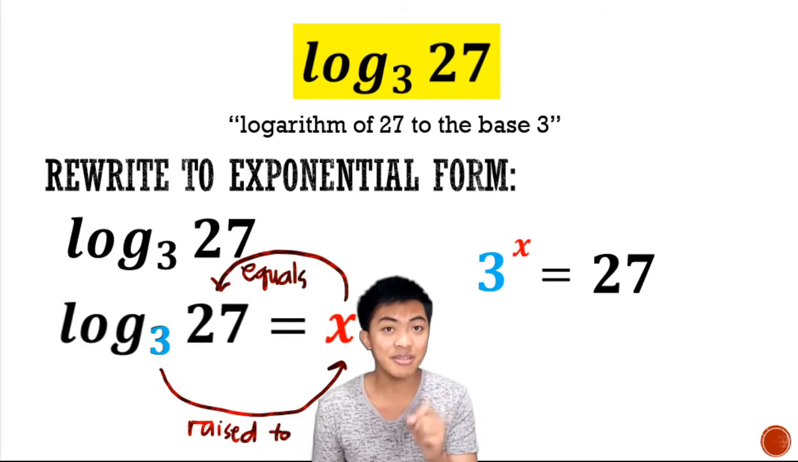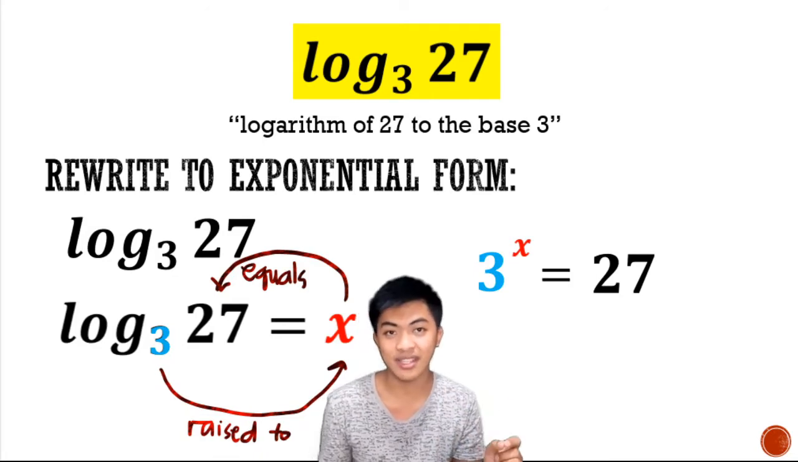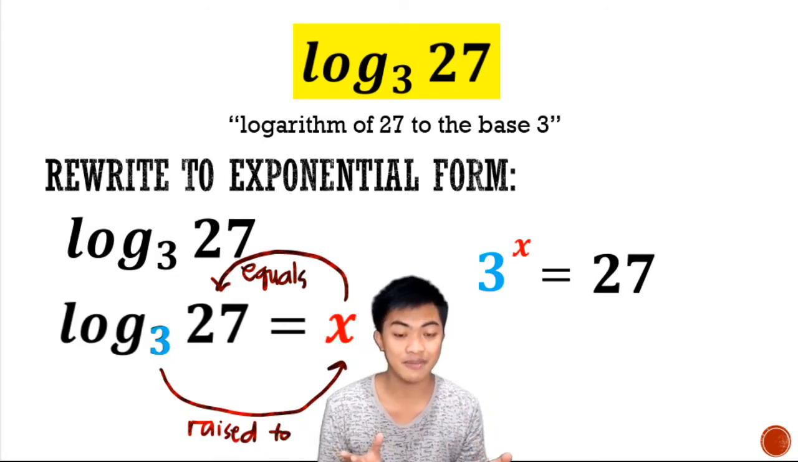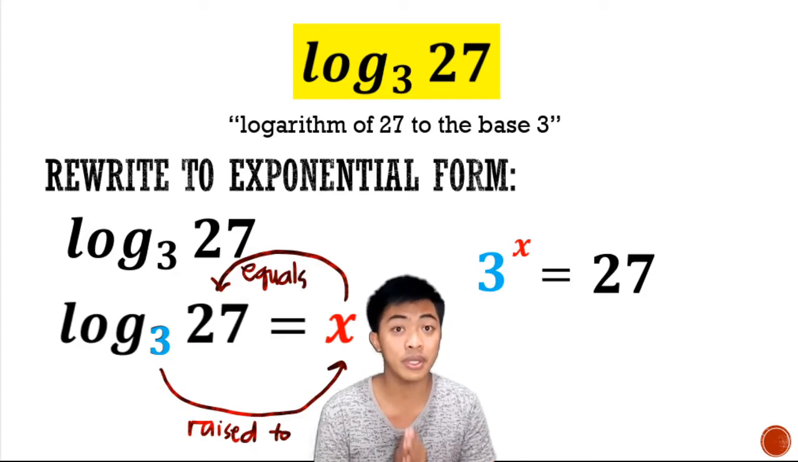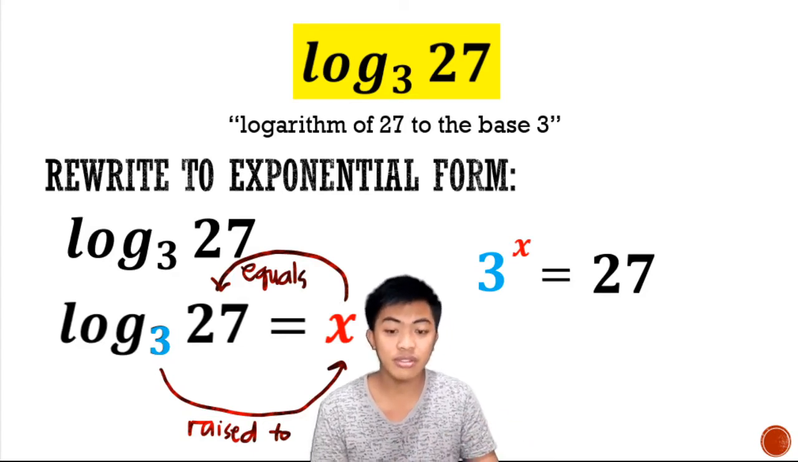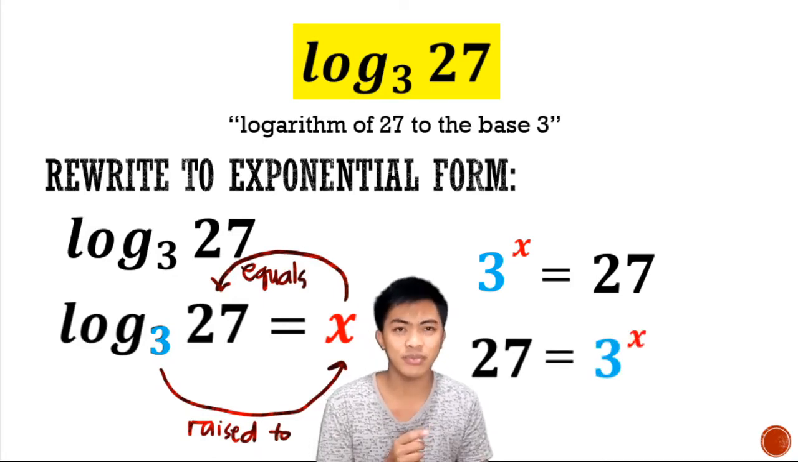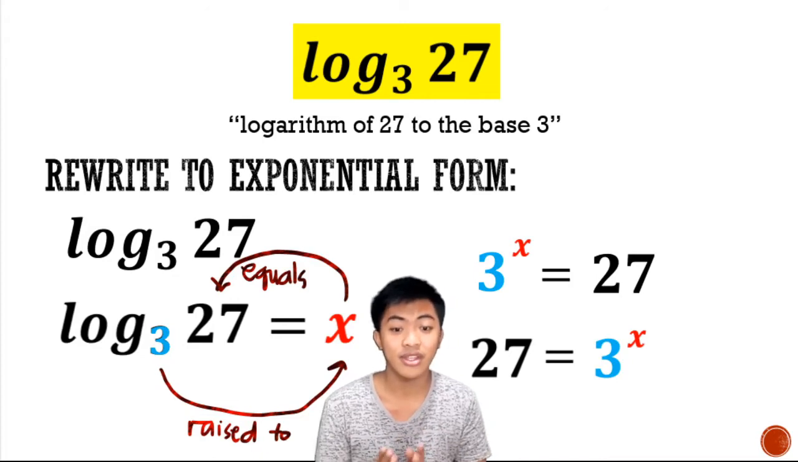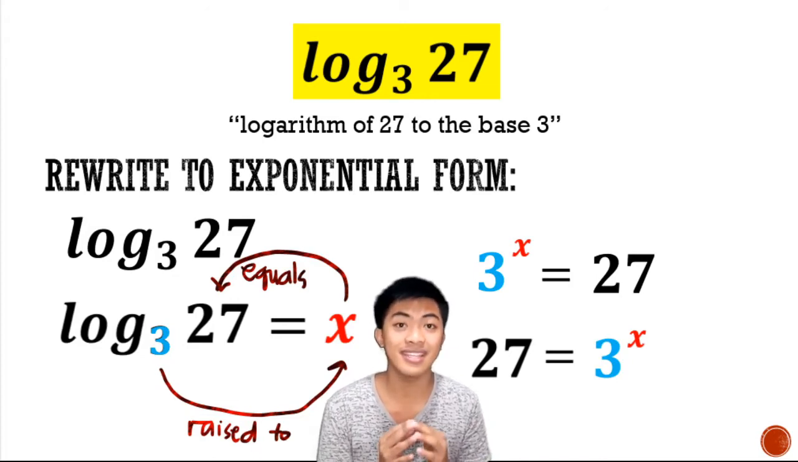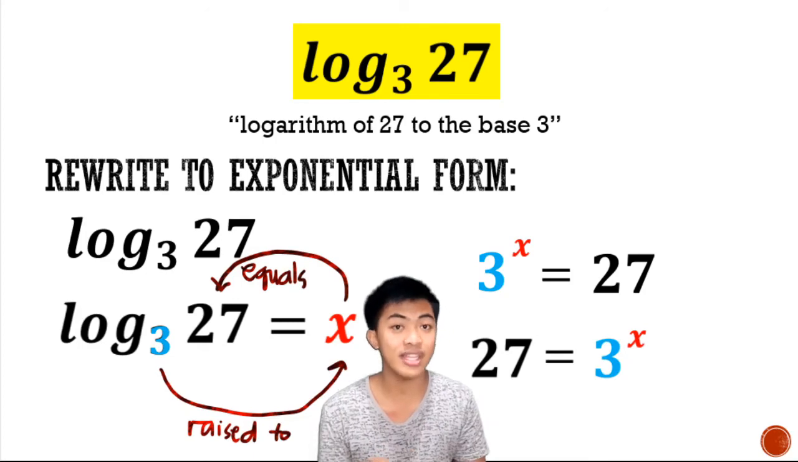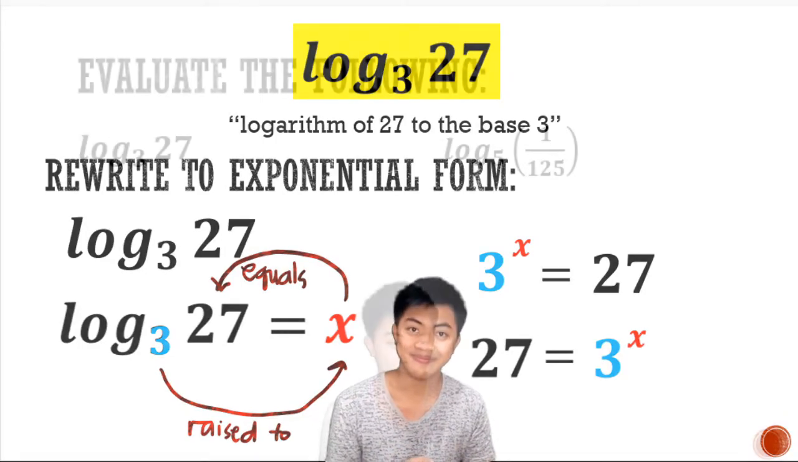Ano yung i-raise mo kay 3 para yung result ay 27? Ganon ang konsepto niya. But some people rewrite it this way. They are going to leave 27 to the left side and just bump 3 to the right. Well, it doesn't really matter kasi equation yan. So that's how we rewrite a logarithmic expression to its exponential form.